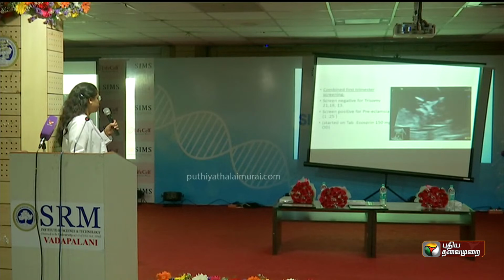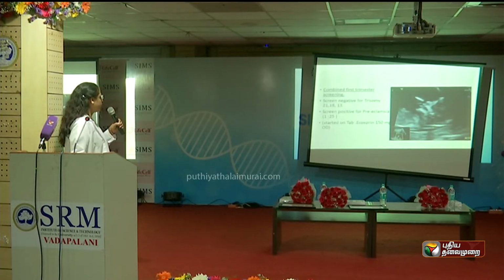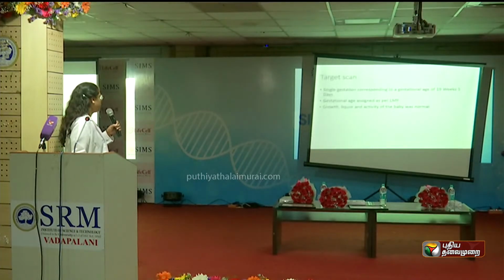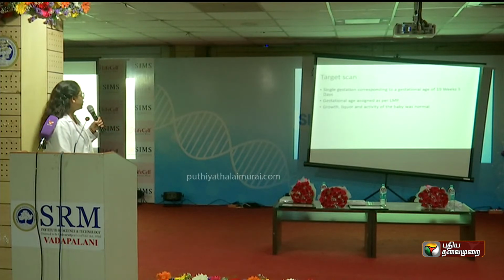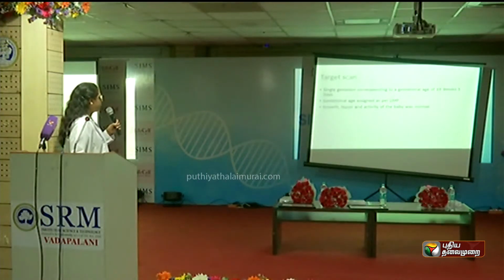In her previous scans, her first trimester screening for trisomies 21, 18 and 13 was screen negative. However, she was screen positive for preeclampsia, and so she was started on tablet Ecosprin 150 milligram. At this scan, the growth of the baby, activity, liquor, everything was normal and according to the gestational age.